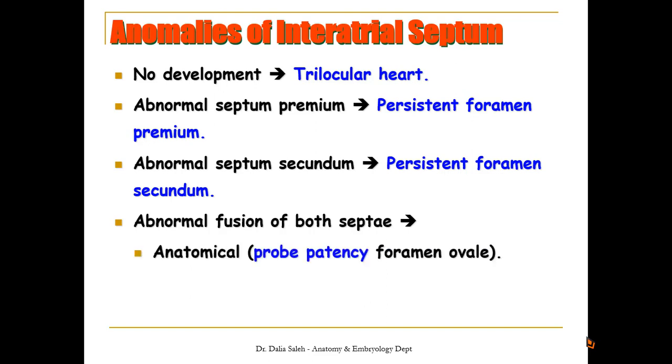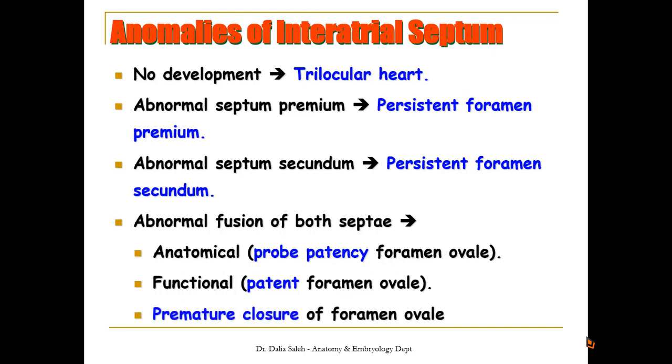This could be an anatomical defect. In this case, we call it probe patency of the foramen ovale, where there is anatomical communication between the right and the left atria, but there is no mix of blood. Or it could be a functional defect. In this case, we call it patent foramen ovale, where blood can pass from one chamber to the other. Or we could have a premature closure of the foramen ovale during intrauterine life, and this is a fatal condition for the fetus.